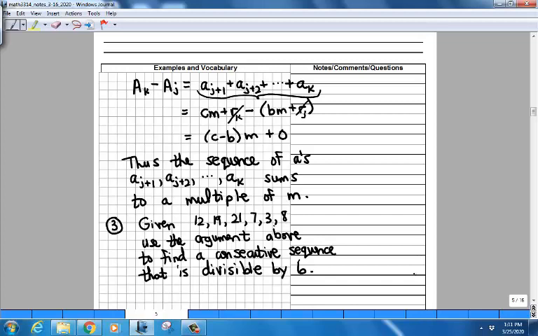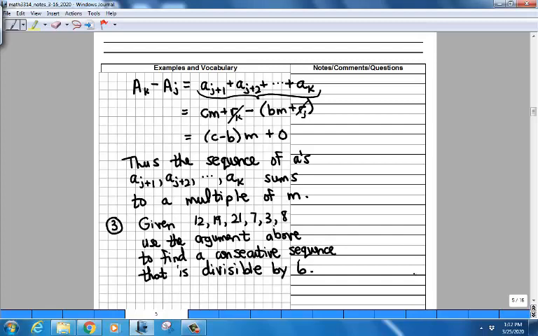So this is going to be true for any collection of integers at all. That's interesting. Whenever I write down a collection, here I've written down a collection of integers: 12, 19, 21, 7, 3, 8. Remember, they don't have to be in any order. So what I know is that some subsequence of this collection has to be divisible by 6, because there are 1, 2, 3, 4, 5, 6 numbers in this collection.